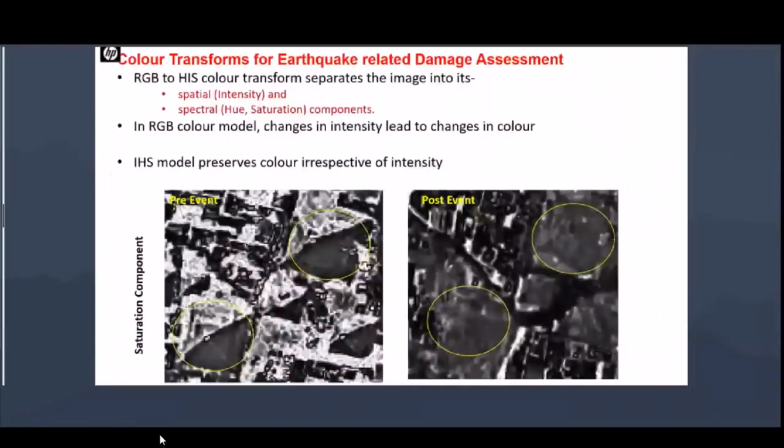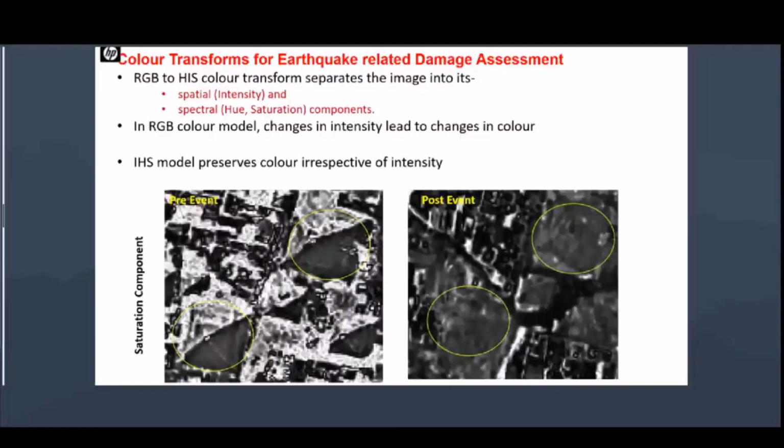So as you can see here, this was pre-event. Intensity, hue, and saturation: RGB we have converted into intensity, hue, and saturation for pre-event and post-event. In the post-event saturation image, you see that all the buildings that got damaged were getting highlighted, because the IHS model preserves color irrespective of the intensity.